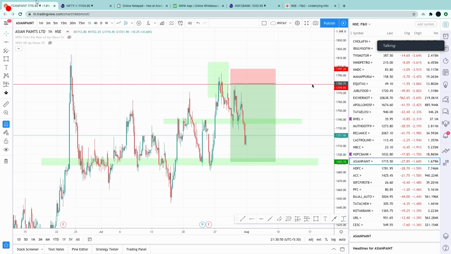Do you use price action? Yeah, absolutely, I use price action and volume profile and open interest. And I mostly trade index. I only trade Nifty and Bank Nifty. Nikhil trades stocks, but I don't trade stocks. I only trade Nifty and Bank Nifty.